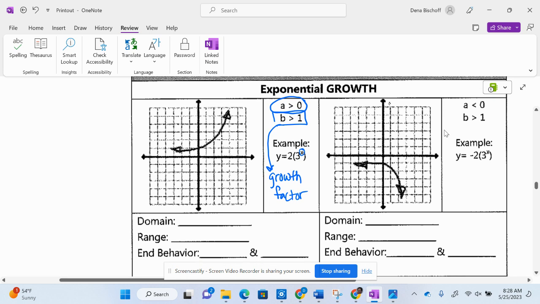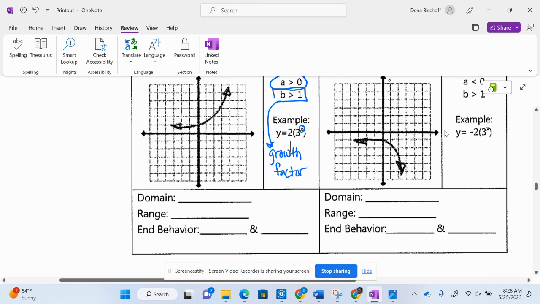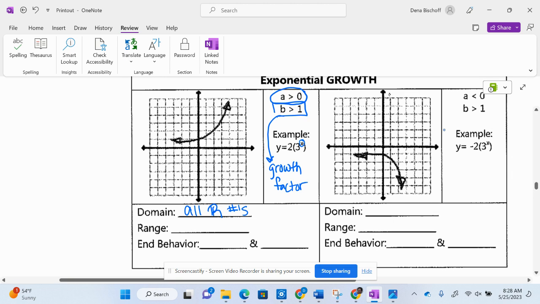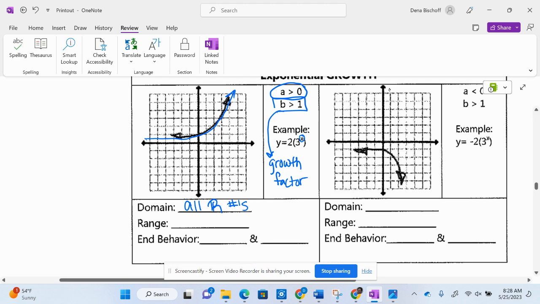Okay. So let's talk about the domain. We said that the domain is always all real numbers. We can use any number to represent our variable term x. But what's happening to this range? Is this range ever going to go into the negatives? Is this ever going to be negative? No. So this is all y that are greater than 0. Y is greater than 0. Okay.